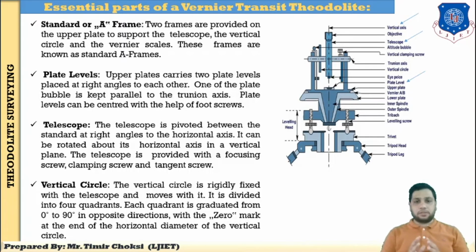So three screws are provided for completely focusing on the object. One is the focusing screw, one is the clamping screw, which fixes the telescope, and the tension screw is for fine adjustment. So these are all about the telescope.